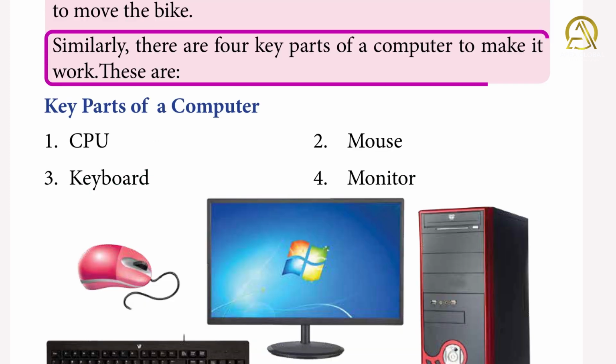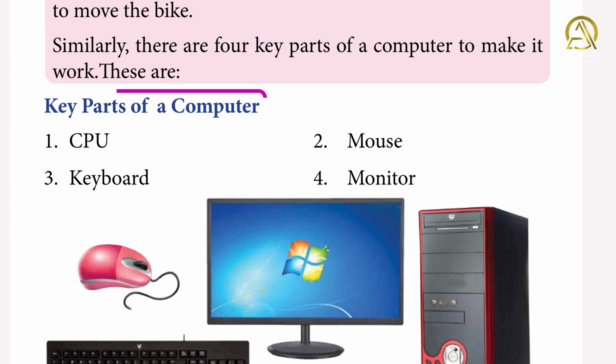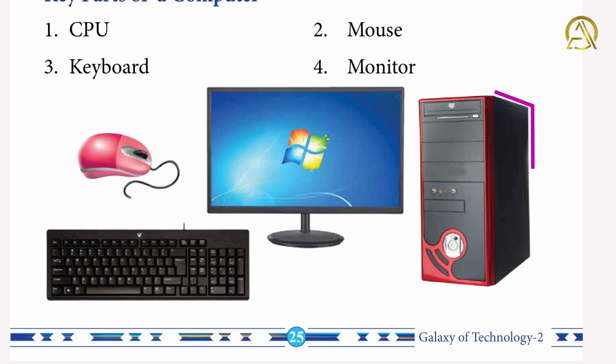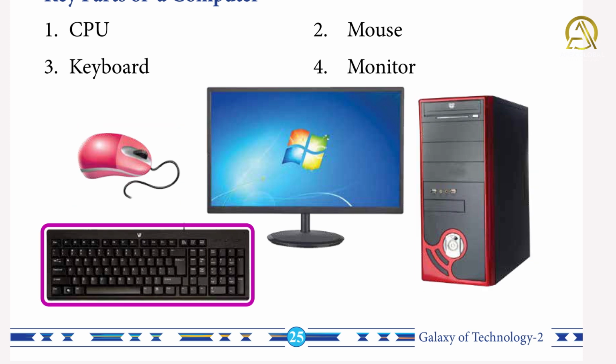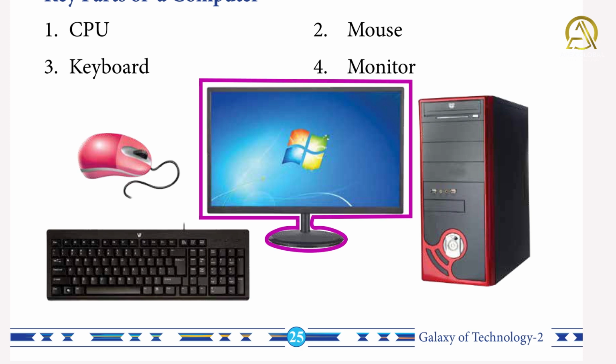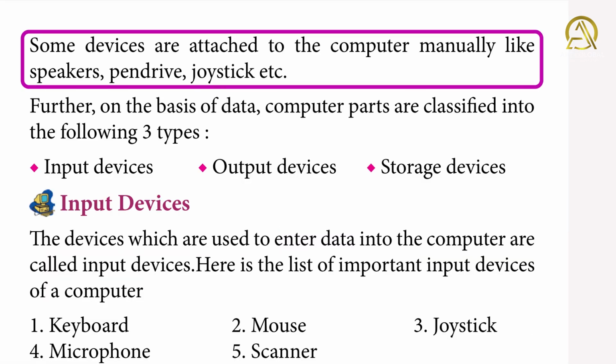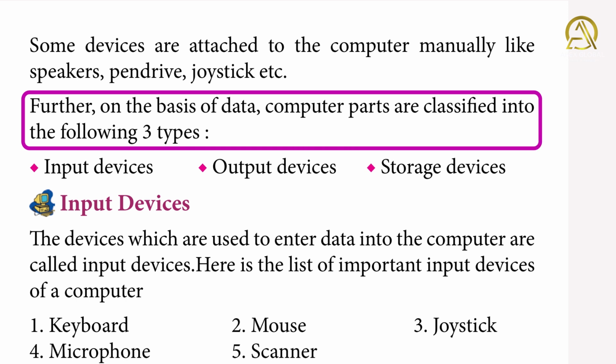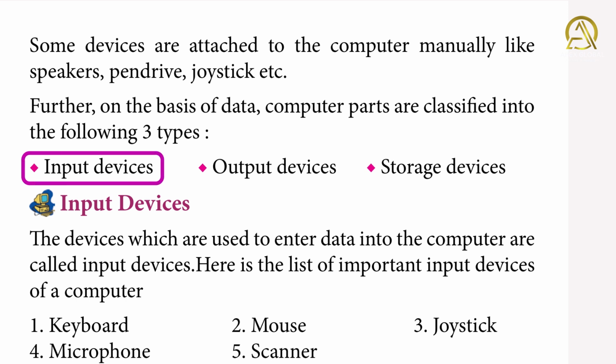Similarly, there are 4 key parts of a computer to make it work. These are key parts of a computer. 1. CPU. 2. Mouse. 3. Keyboard. 4. Monitor. Some devices are attached to the computer manually, like speakers, pen drive, joystick, etc. Further, on the basis of data, computer parts are classified into the following 3 types: input devices, output devices, storage devices.